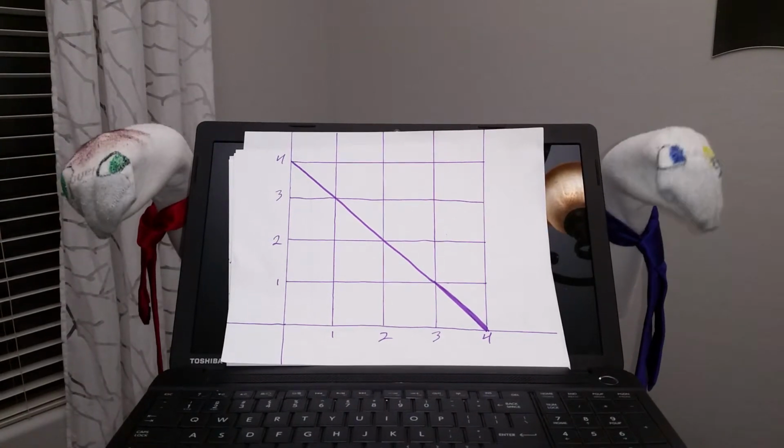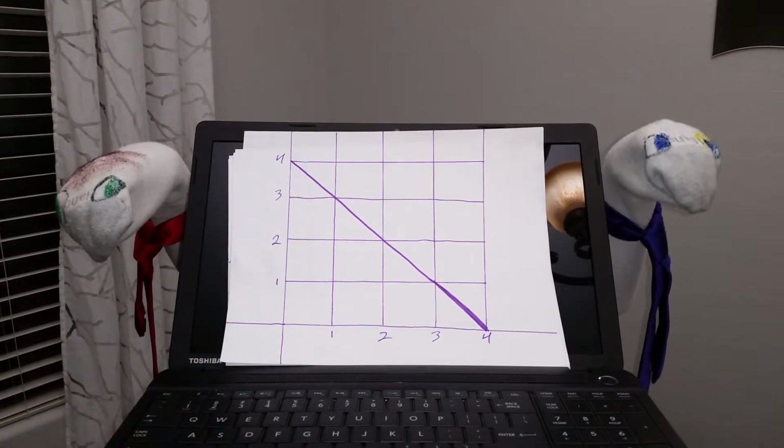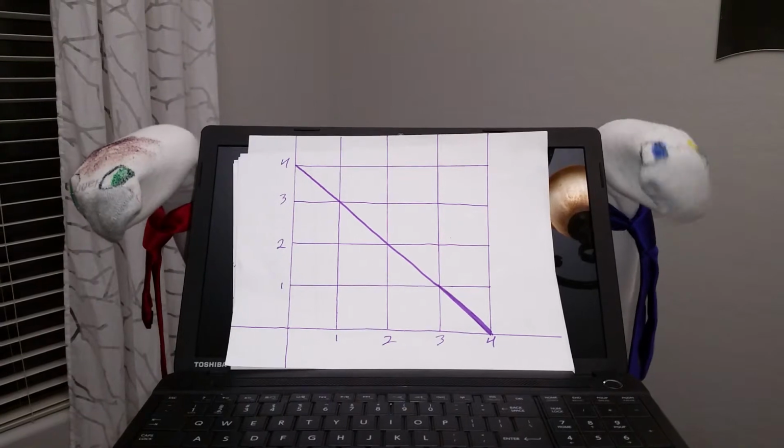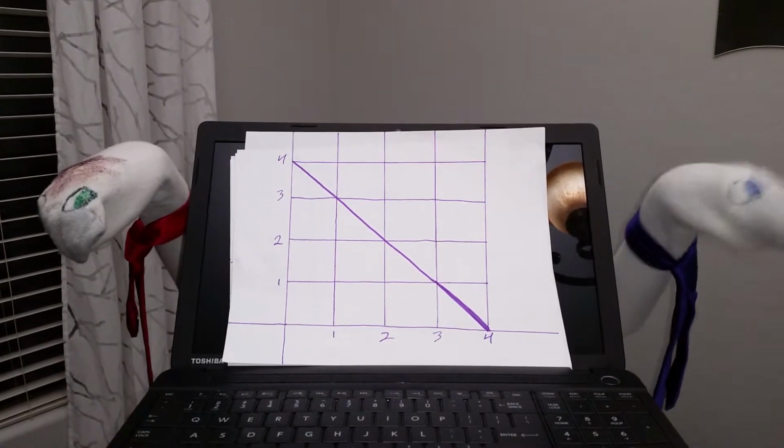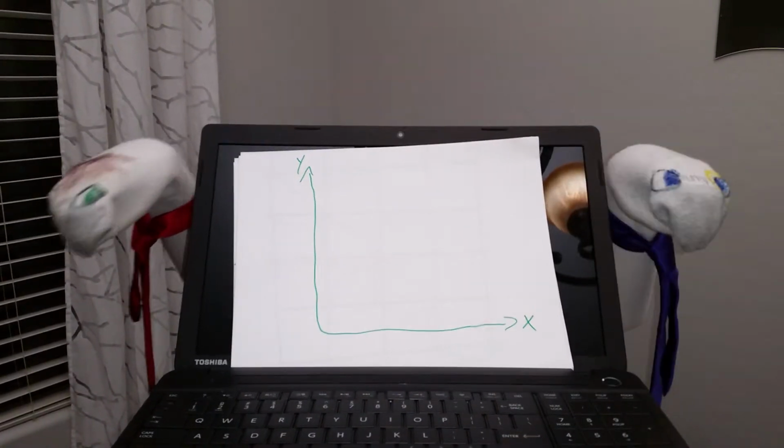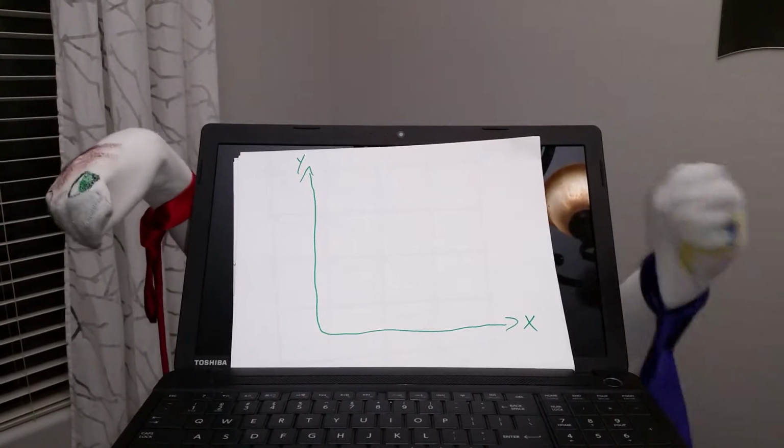Oh, what's that? Slope tells you the steepness of a line. You measure slope with the rise over run, or the y-axis over the x-axis. For those who don't know, this is the y and x-axis. Now let's find a slope.